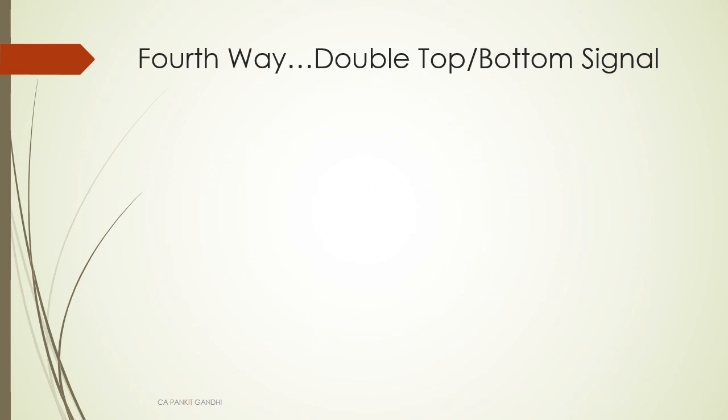So what is the next way? Maybe the last way. The fourth way is a double top or double bottom signal. You must have used the double top and double bottom signal to tell reversals. The same goes here with RSI.